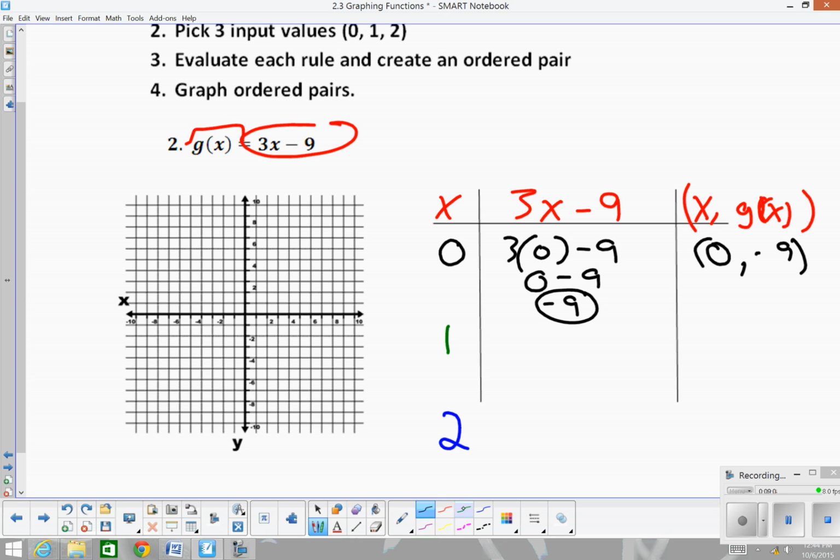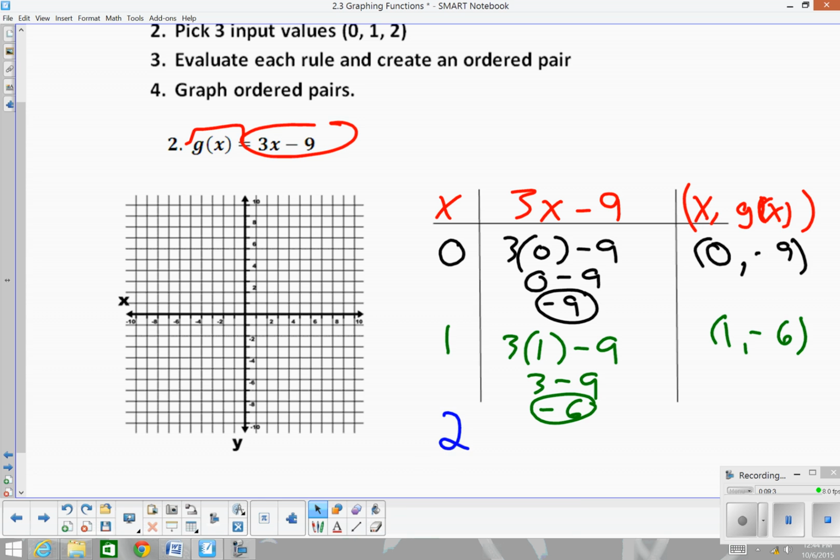Awesome. So I'm going to go ahead with my number 1. So I'm going to have 3 times 1 minus 9. I go ahead and evaluate. 3 times 1 is 3 minus 9. 3 minus 9 is negative 6. So input of 1, I output a negative 6. My ordered pair is going to be 1, negative 6.